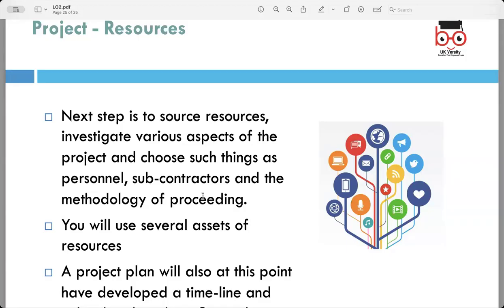This is where your methodology comes in. It helps you organize how you will gather and use these resources effectively. As your project planning progresses, you will also begin developing a timeline, often using visual tools like Gantt charts to keep track of each task and when it should happen. This way, your team and your tutor can see clearly how the project is moving forward and what resources are needed at each stage.